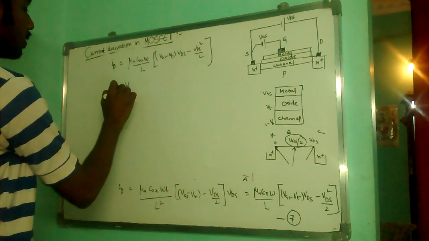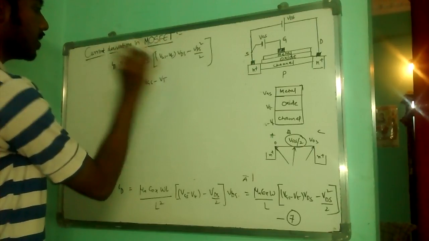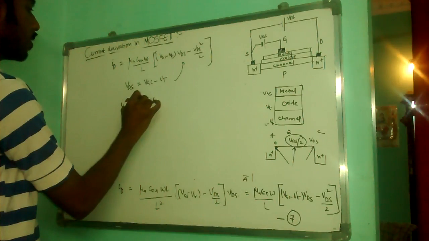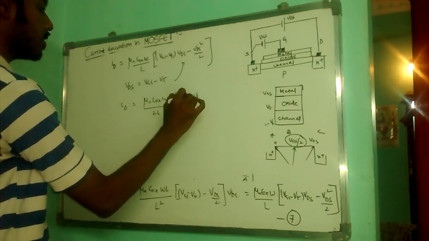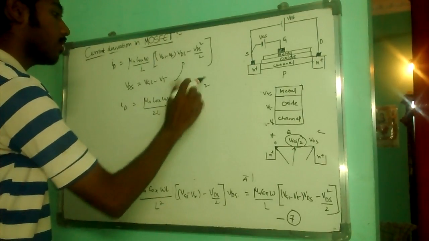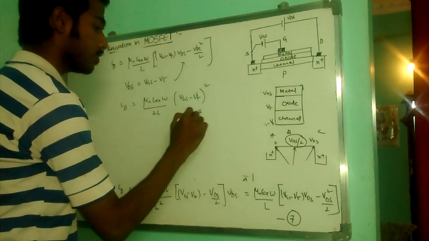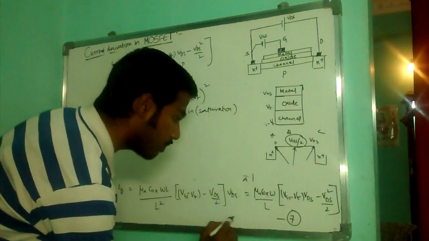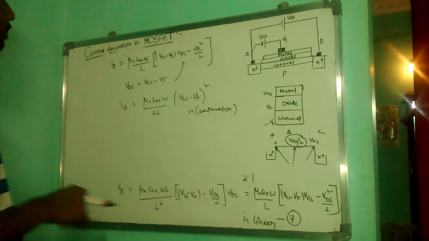making VDS equal to VGS minus VT; we obtain the saturation point. Substituting here, we get ID equal to mu n Cox W by 2L into (VGS minus VT) whole square. This is the equation in saturation. The earlier one is the equation in the linear region.